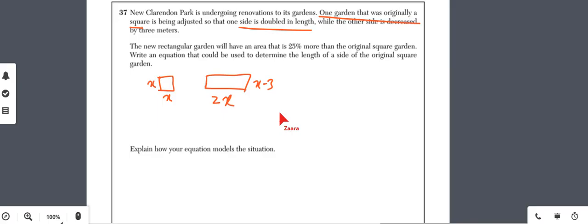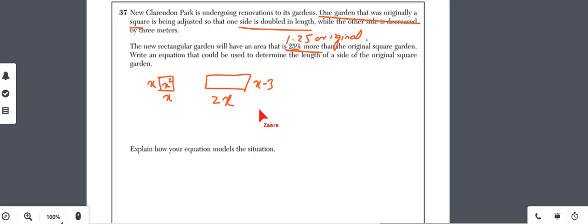The new garden will have an area 25% more than the original. That means 1.25 times the original. So what was the original area? It was x squared. Now its area will become 25% more. But how will we write the expression now?